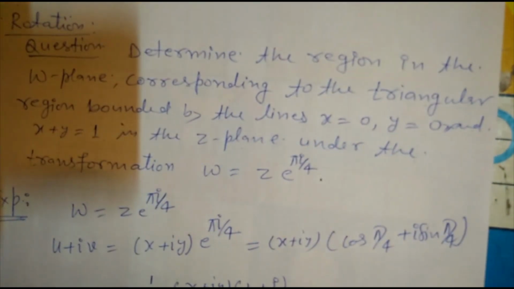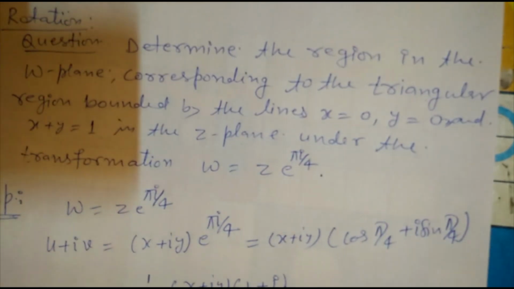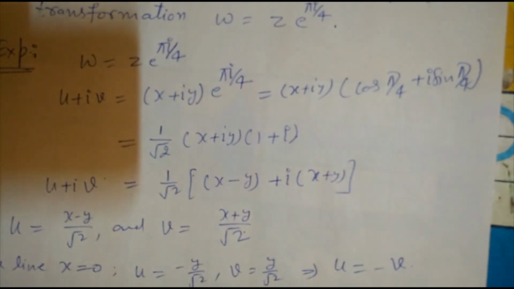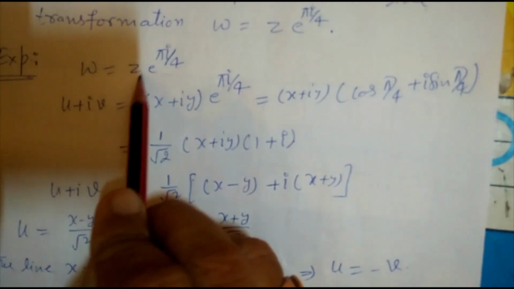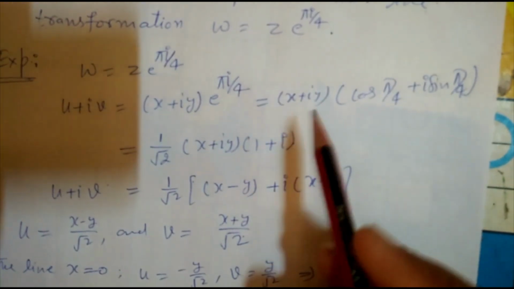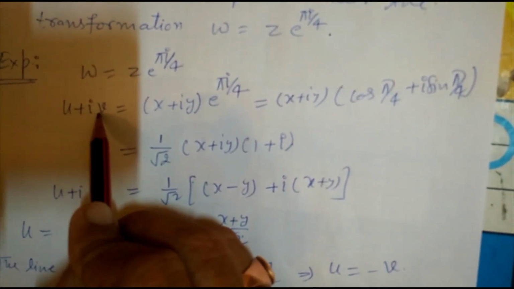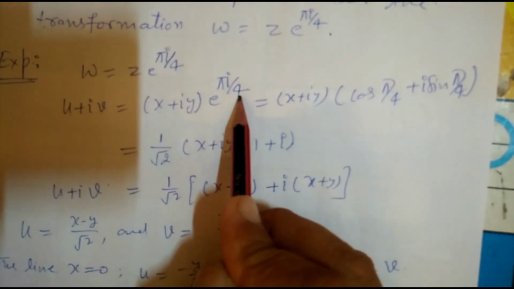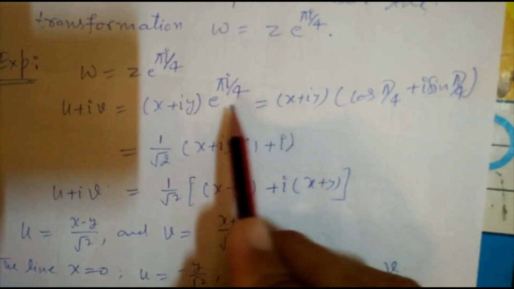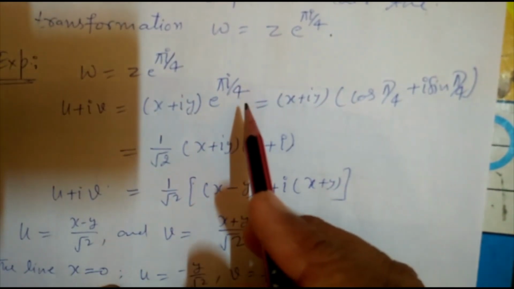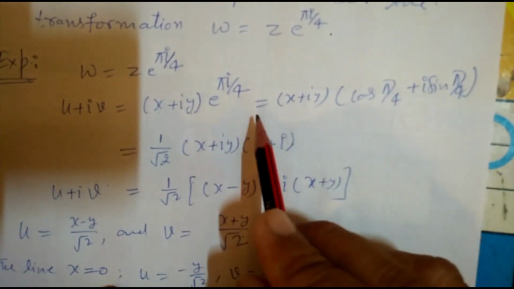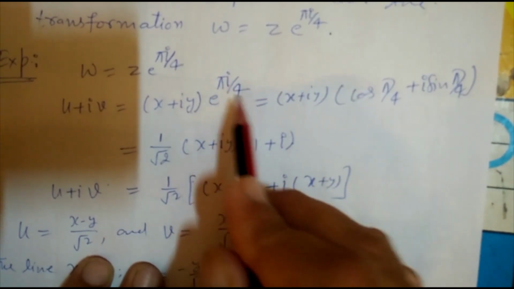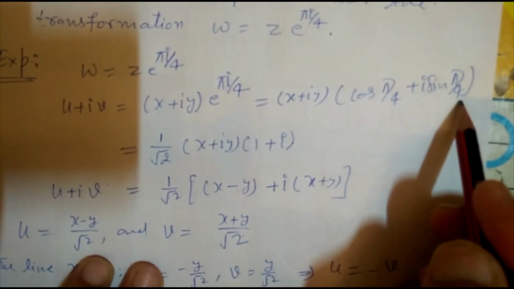So in that case, when we compute the detailed solution of this problem, first of all we consider the given transformation w is equal to z e to the power pi iota upon 4, and we know that w is equal to u plus iota v, and z is equal to x plus iota y, times e to the power pi iota upon 4. We know the Euler formula, e to the power i theta is equal to cos theta plus i sin theta, so here theta is pi upon 4, that is e to the power i theta means cos pi upon 4 plus i sin pi upon 4.